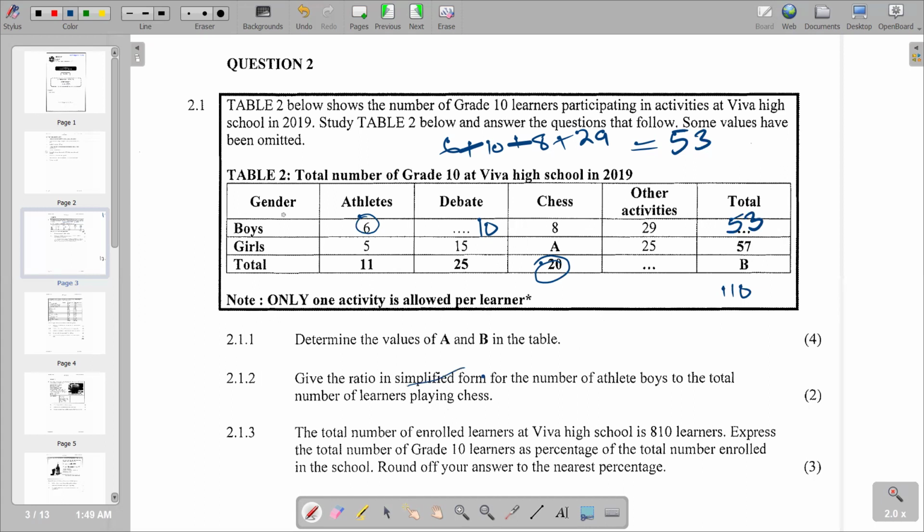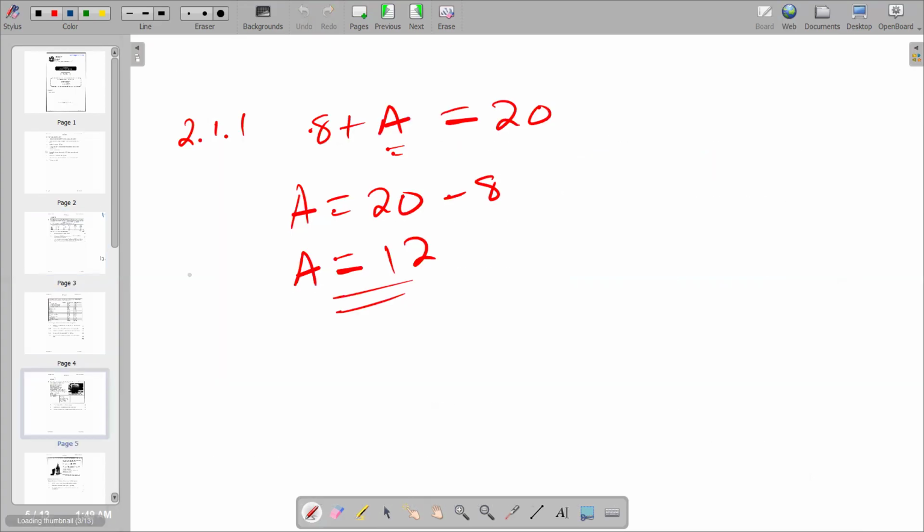So having done that, now we can go to the other section and present our ratio as 6 to 20. So we're saying 2.1.2, we've got 6 to 20. And we can just look for a common number that divides fully into 6 and 20. And you see that we have got 2.